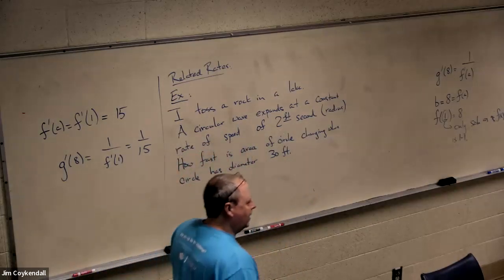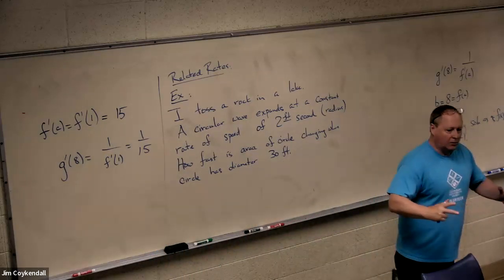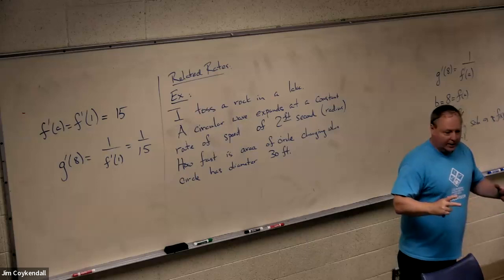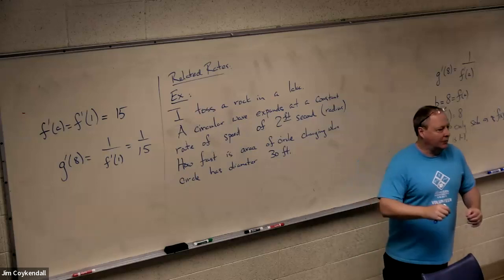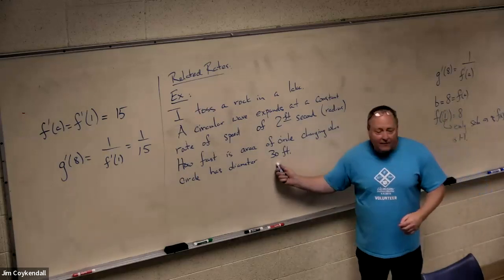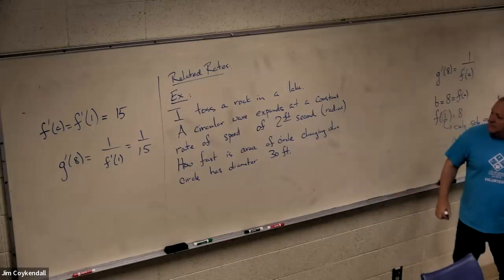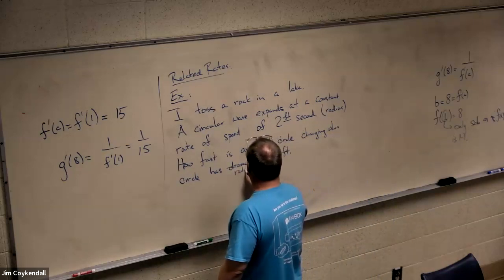Okay, so here's the problem. Throw a rock in the lake, and a circle of a wave comes out. Now, this wave is a circle and it's growing, is it not? If the wave is coming out at a constant rate of 2 feet per second, I want to know how fast the area of that circle is changing when the radius is 30 feet.